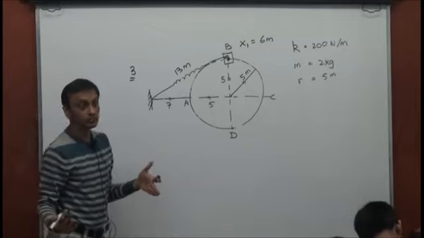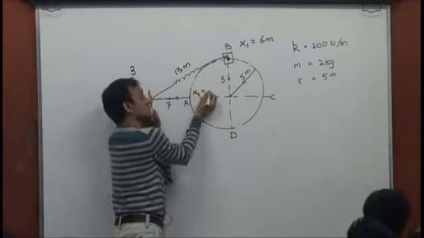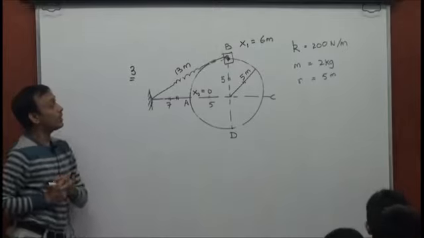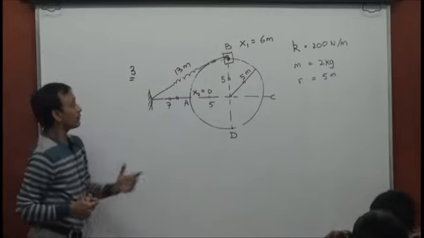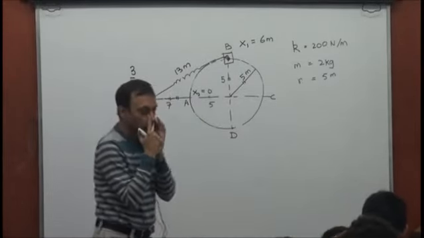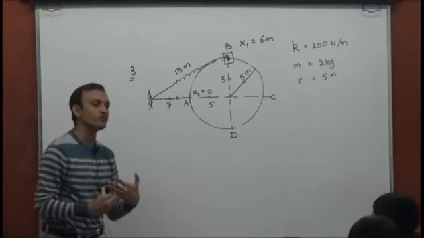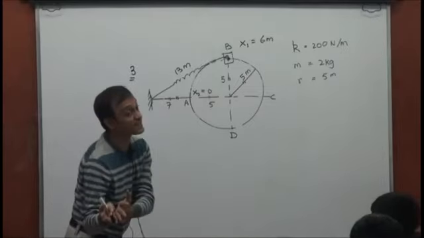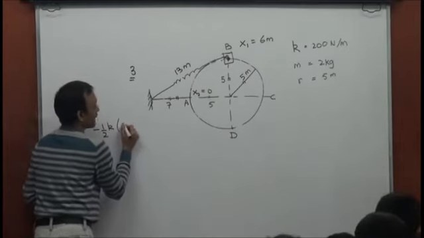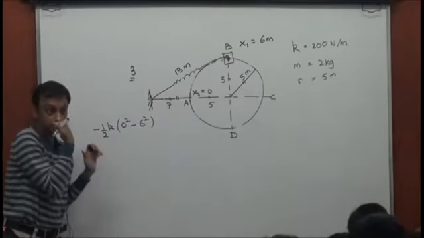Yes or no? And when the spring is here, it's relaxed. That means the elongation here is 0, right? Now, in its journey from B to A, the mass m is being acted upon by spring force, and the work done by the spring force is always the negative of the change in elastic potential energy. So work done by the spring force is minus half k into (x2 squared minus x1 squared). That's the work done by the spring force, right?